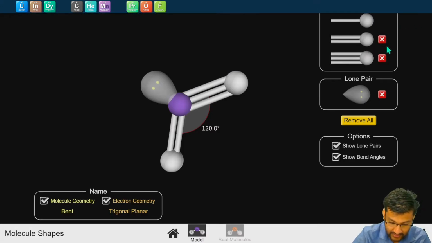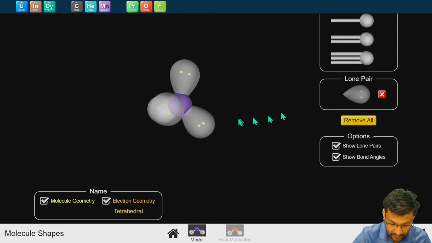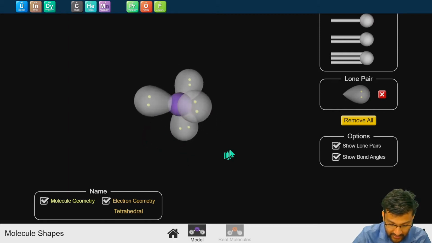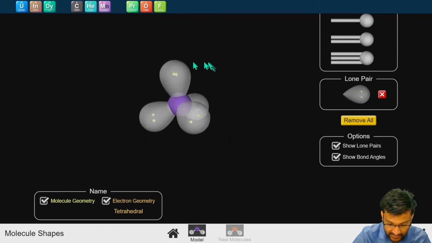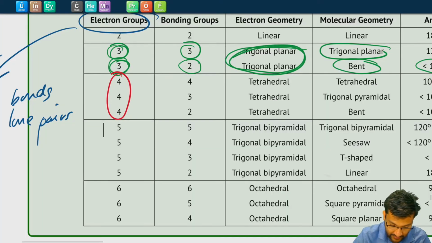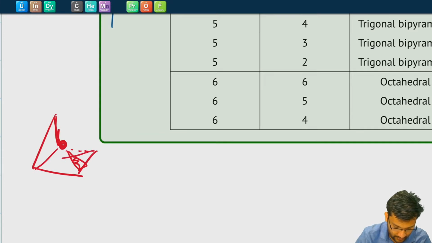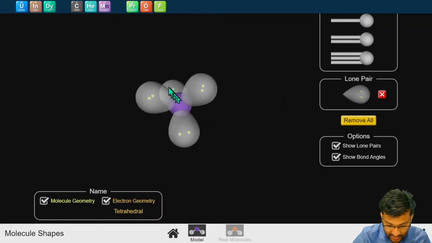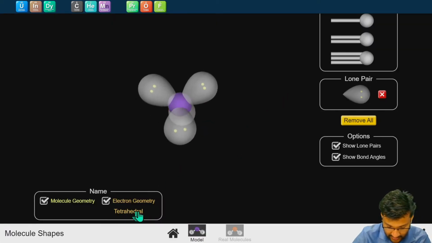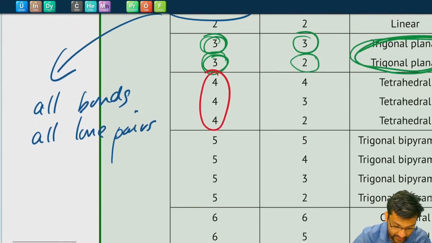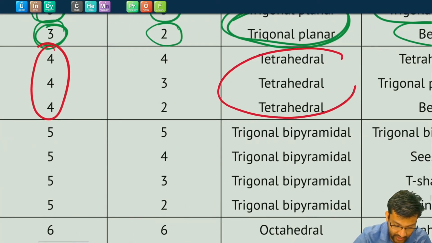So let's clear all of this and add 4 electron groups. As you can see, they'll try to repel each other as much as possible, forming this structure here. So if I can draw that structure, this is the central atom. It kind of looks like this, right? It's hard to draw. Well, actually, this might show it much easier. We have this geometry that's called tetrahedral. So as soon as you have 4 electron groups, your electron geometry is going to be tetrahedral.